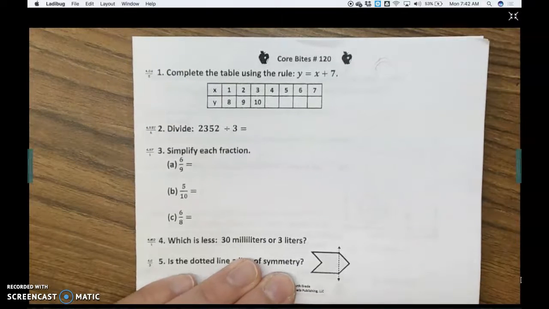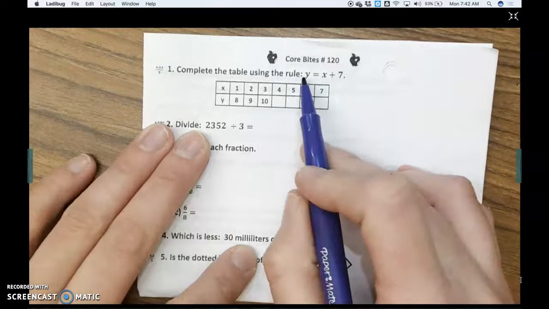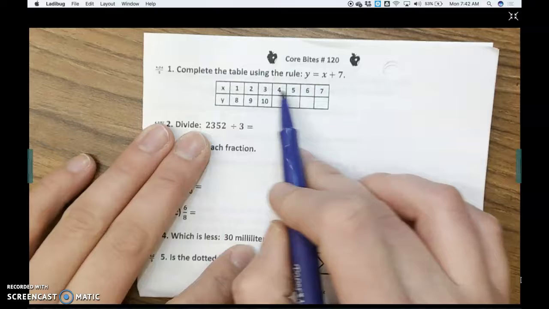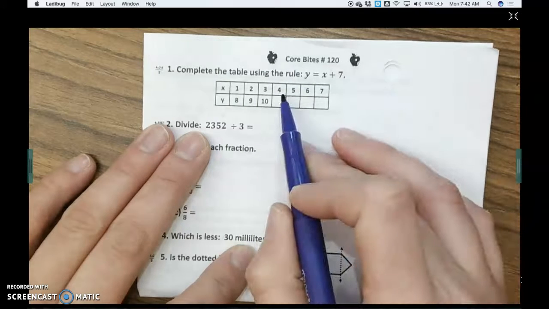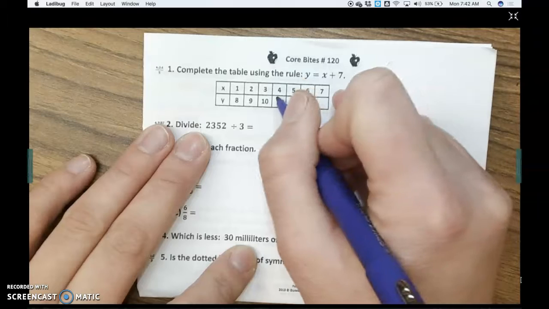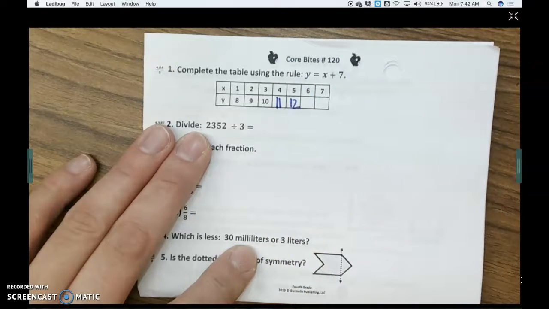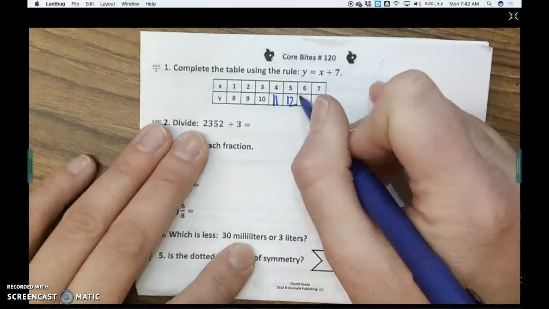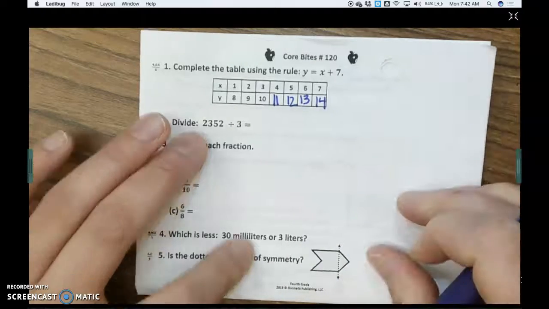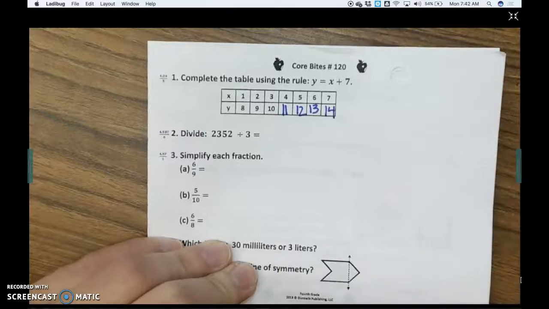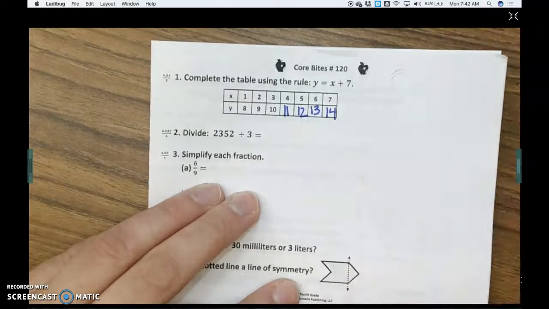So for the table, you have to input the numbers. Your y, which is your answer, you get by doing the x, whatever the number is up here, plus 7. So if you take 4 plus 7, you're going to get 11. If you take 5 plus 7, you're going to get 12. If you take 6 plus 7, you're going to get 13. If you take 7 plus 7, you're going to get 14. So that's how you find those. You just take the top number plus 7 gives you the bottom number.